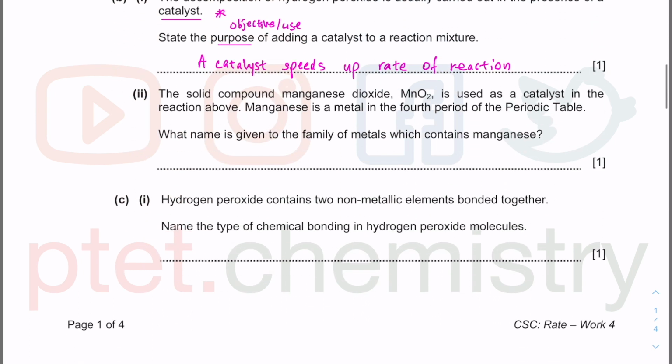The next one, the solid compound manganese dioxide. Manganese is an element in the periodic table. In the middle of your periodic table, the first row, is manganese, Mn. It's bonded to 2 oxygens. You use it as a catalyst.